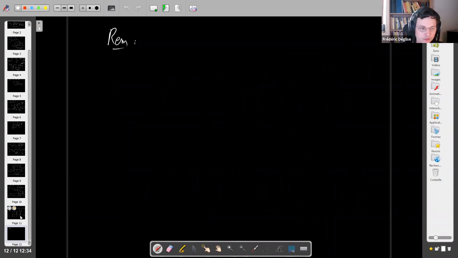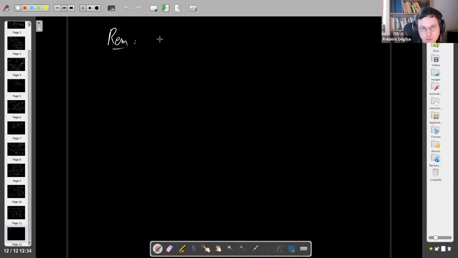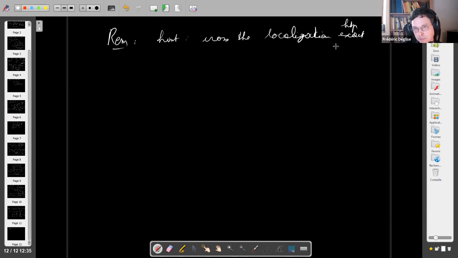You can try to do this. There's another way of doing this. Maybe a hint, you have to cross the localization triangle or homotopy exact sequence, which are of two ways. First, you have j lower star, j upper star. So i is the immersion. This goes i upper star. And here you want to look at the triangle j lower star, j upper star.